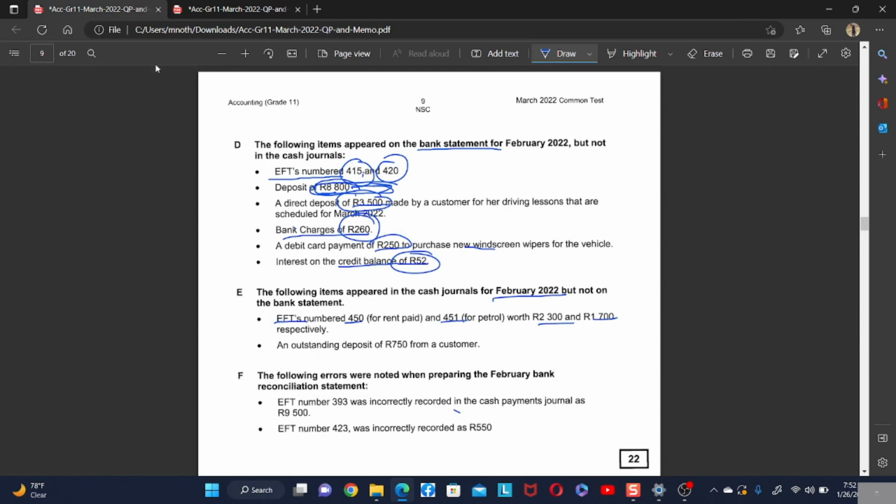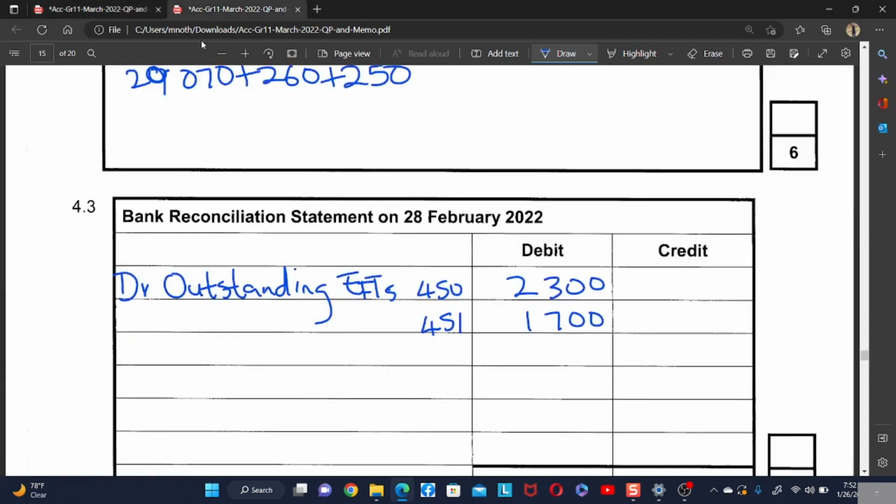And then we have an outstanding deposit from a customer. So an outstanding deposit, we credit the outstanding deposit. So it is 750.